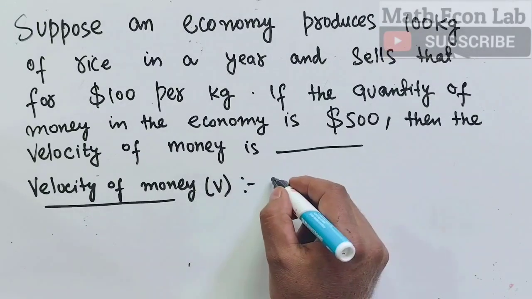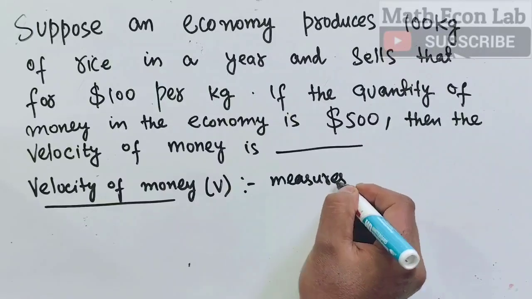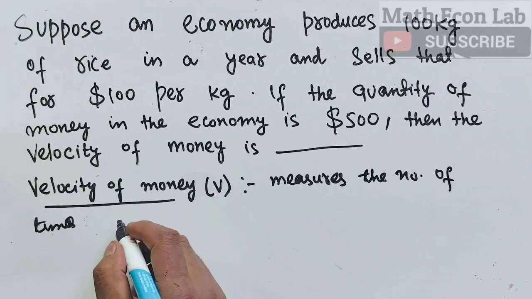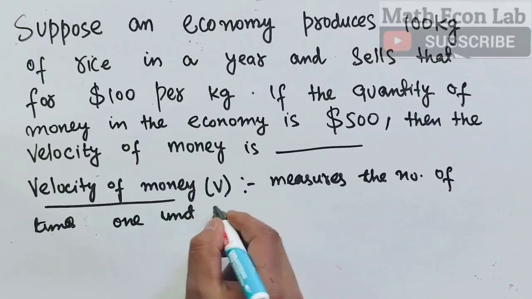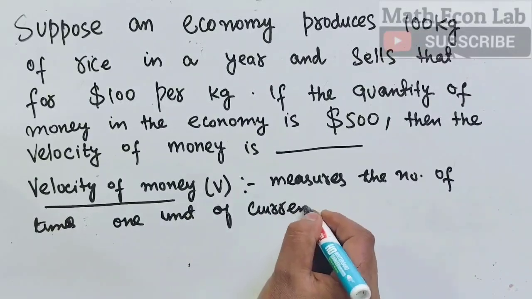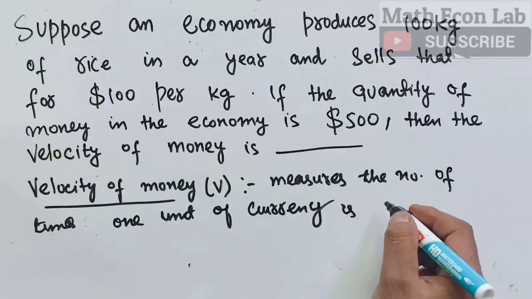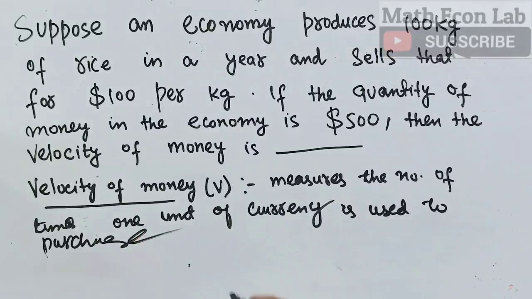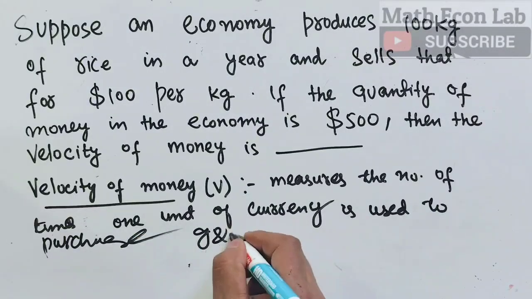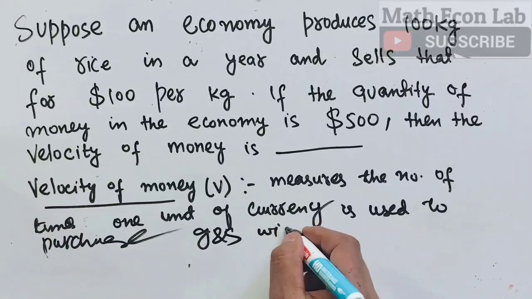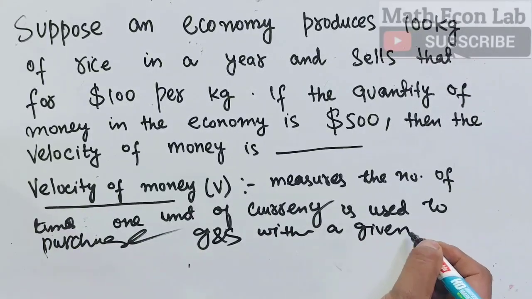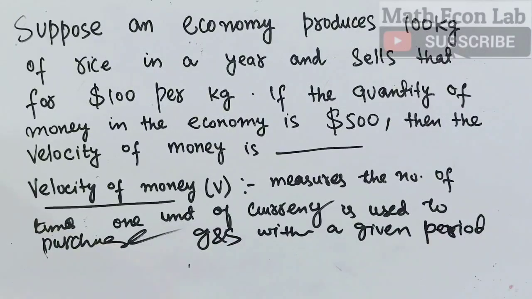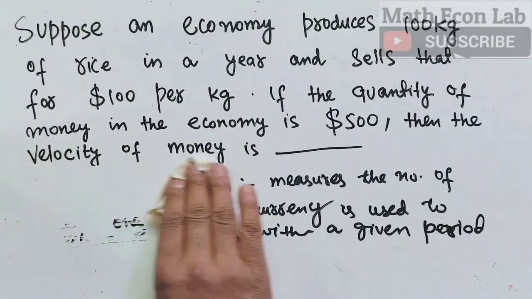That is, velocity of money measures the number of times one unit of currency is used to purchase goods and services within a given period. Okay, so let me rub this out.